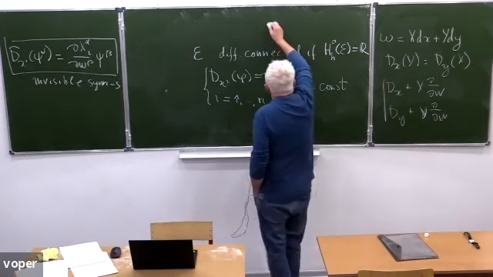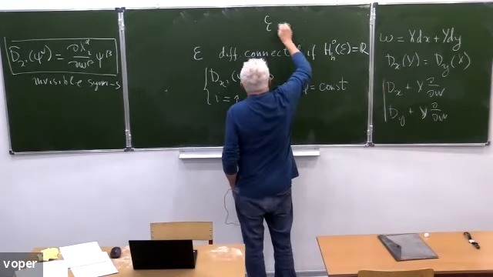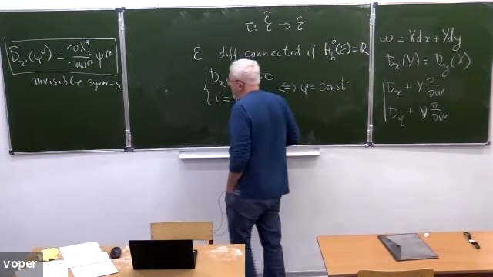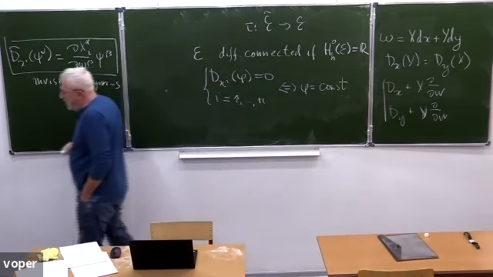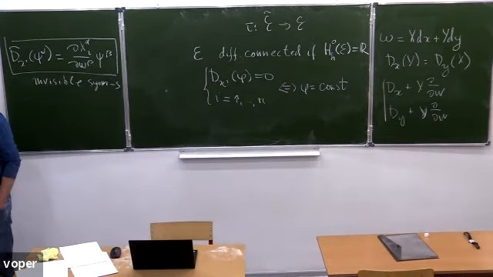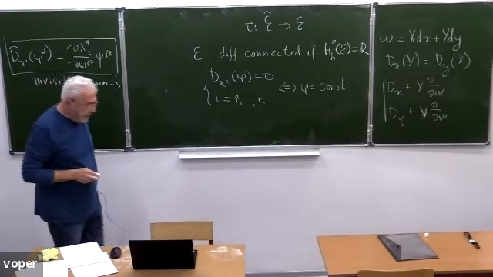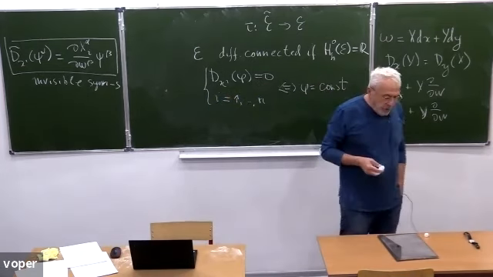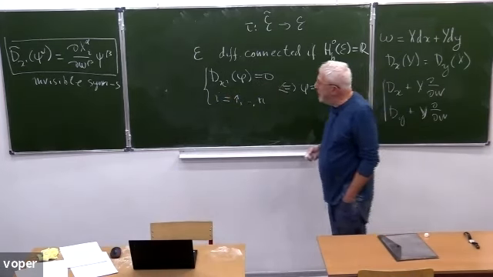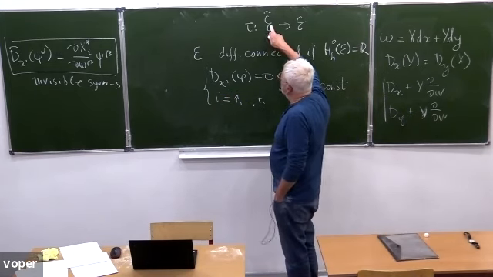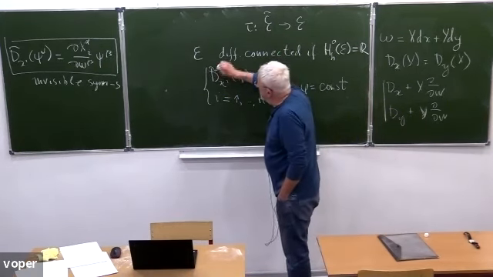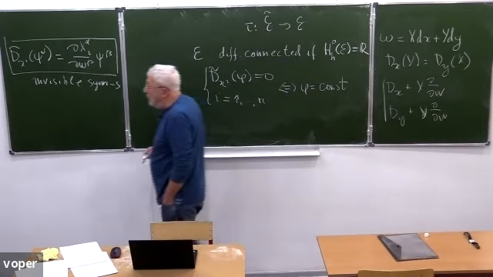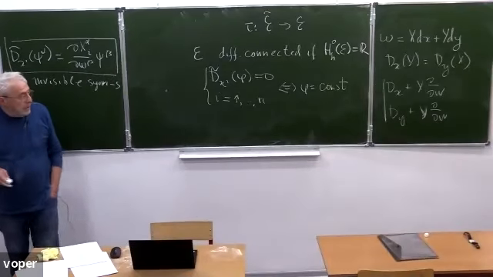And a covering over a differentially connected equation is called irreducible if the covering equation is irreducible as well. This means that if we solve now these equations here, then the result will be the same.